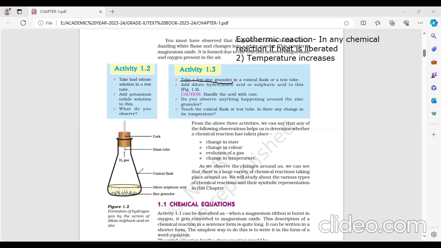So in a conical flask, now I took a conical flask, or you may take a test tube also. Add dilute hydrochloric acid or sulfuric acid. What is the formula of hydrochloric acid? I'll write here: HCl. And sulfuric acid is H2SO4, S capital, O capital, H capital and the subscript 4. Fine.